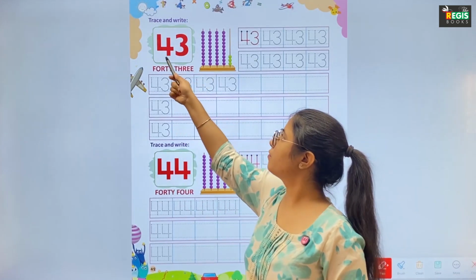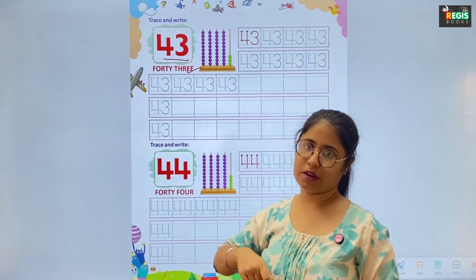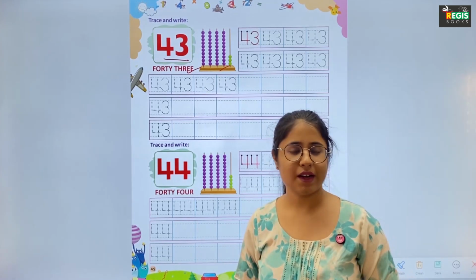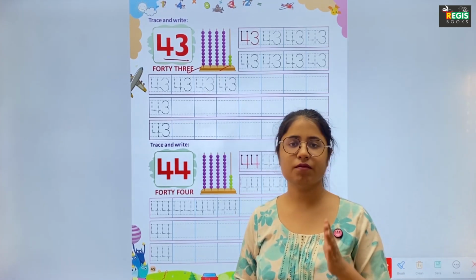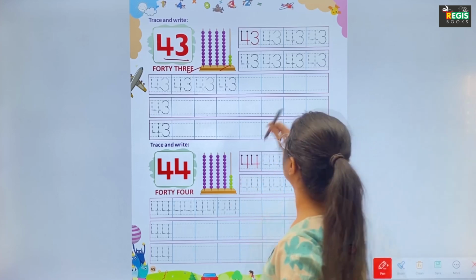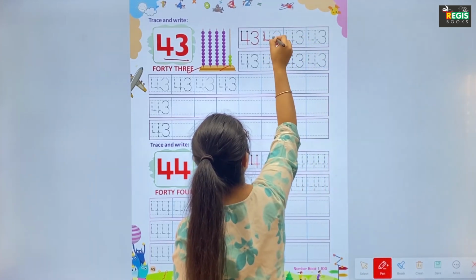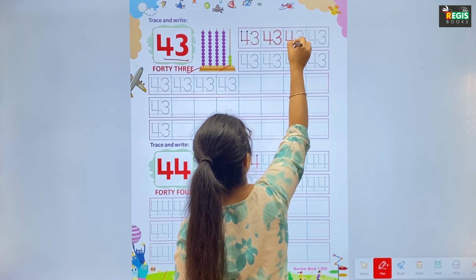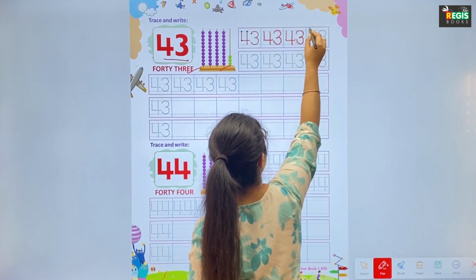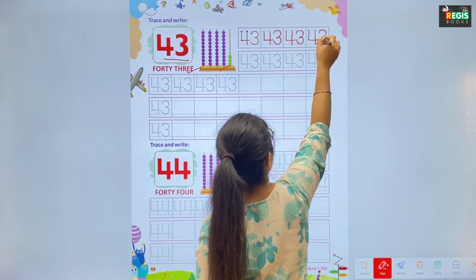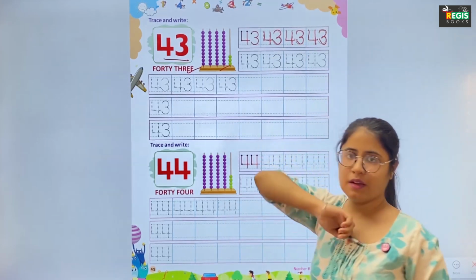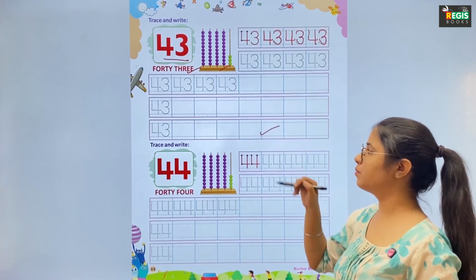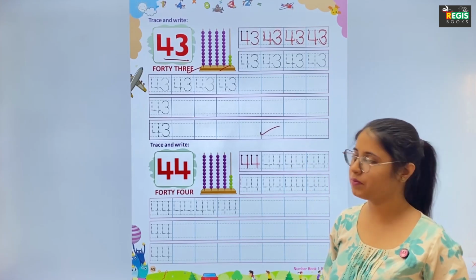Trace and write 4, 3, 43. These are total 43 dots. We write the number 43 by writing 4 and 3 together. So write 4 first, then 3 like this. 4, 3, 43. And kids, similarly, you will write the number 43 in the rest of the boxes to practice it.